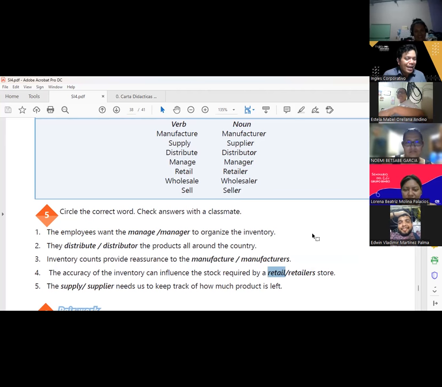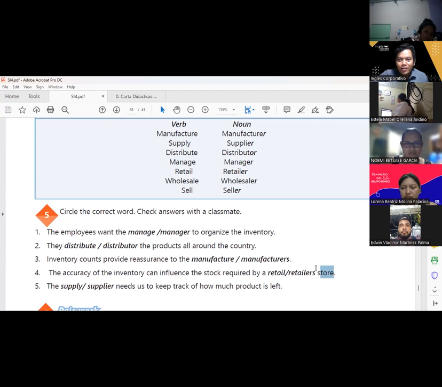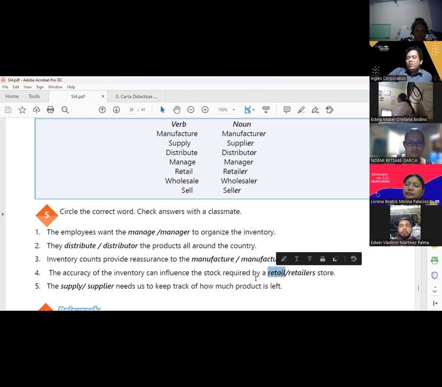Okay, listen up, guys. The accuracy of the inventory can influence the stock required by a retail store. Why is it a retail store? Because in here, guys, listen. You might think, but a retailer is the person. But in this case, it is not talking about the person. It's talking about what? Retail store. Tienda, the place, the retail store. Right? So in this case, this one that apparently is the verb, it's not even acting like the verb. It's acting like a noun. Pero ya un nombre compuesto, retail store, right? So in that case, the correct one is retail, not retailers, right?